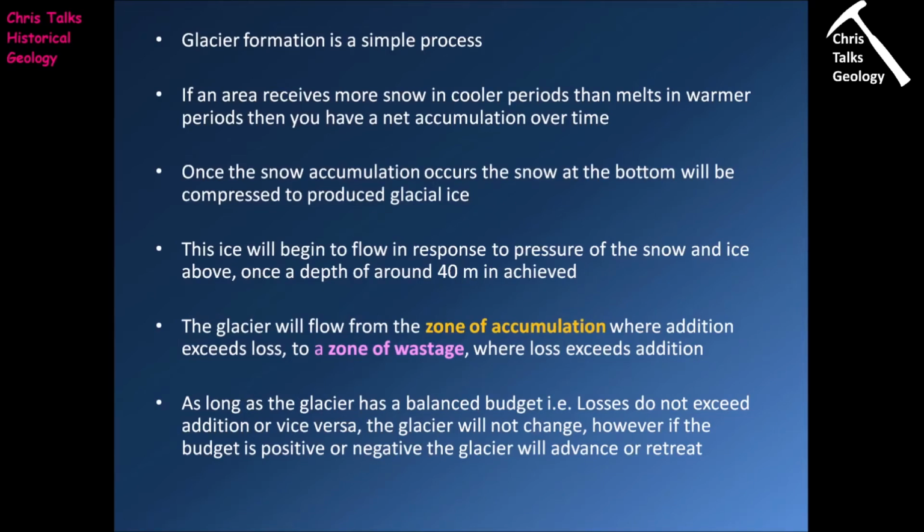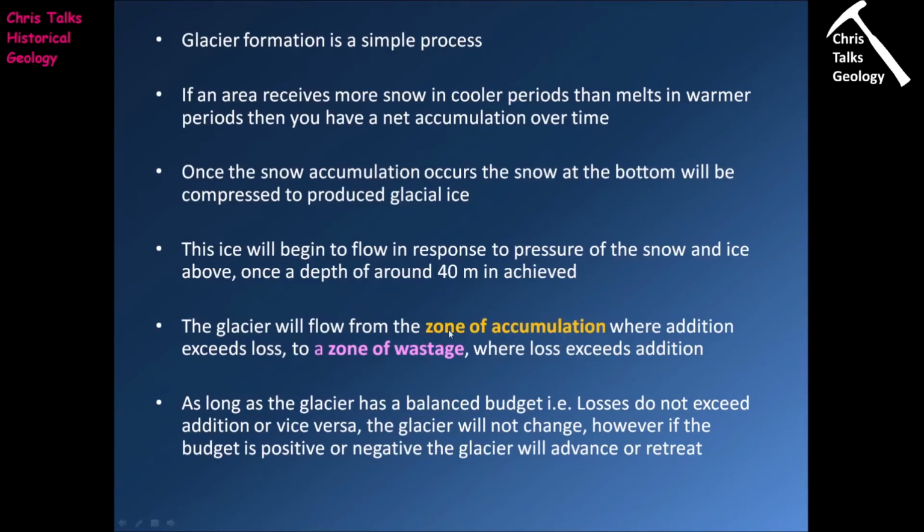So once you've managed to compress the snow enough to form the ice, it's just going to sit there until you have about 40 meters of material above it. At that point, the weight of the 40 meters of material above it will be pushing down on that ice at the bottom so hard that it will cause the ice to flow, a bit like water. Now, the glacier will flow from this area where we're building up ice and snow, which is called the zone of accumulation. In this area, we obviously have a build-up of snow occurring quicker than we lose snow.